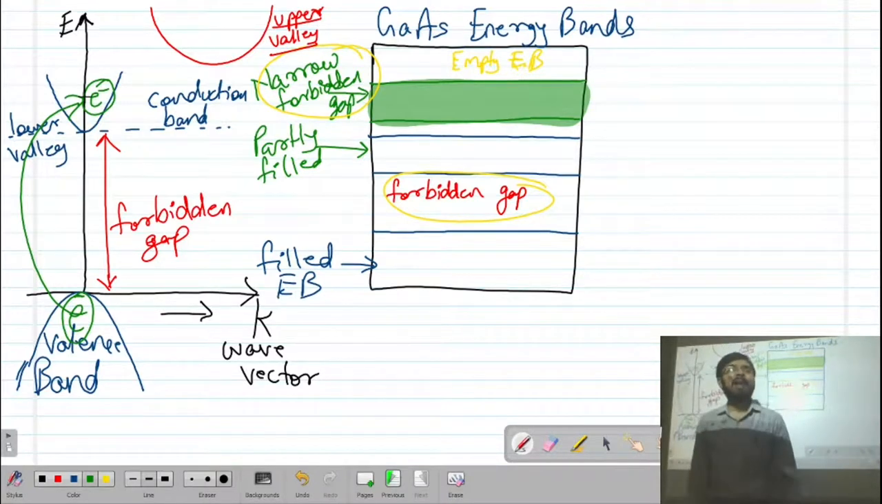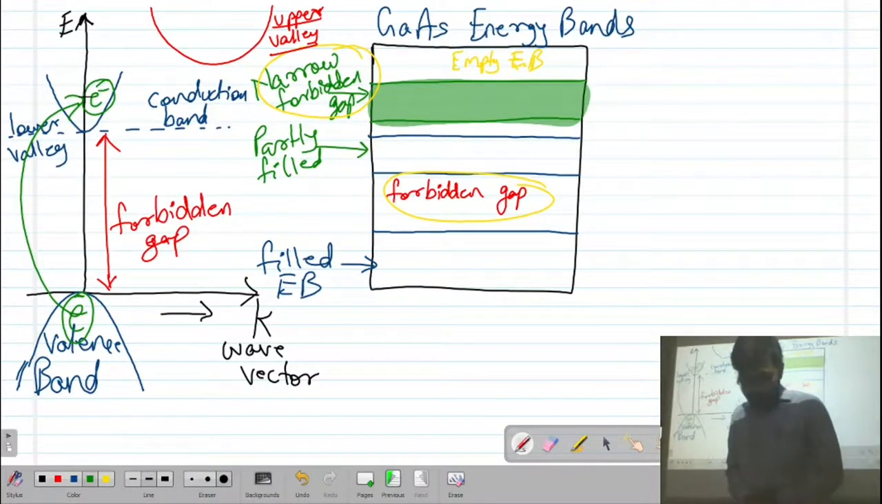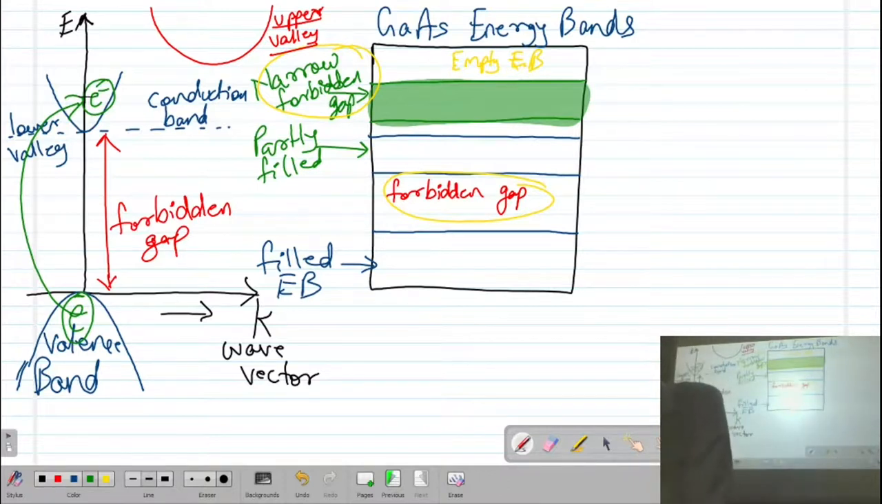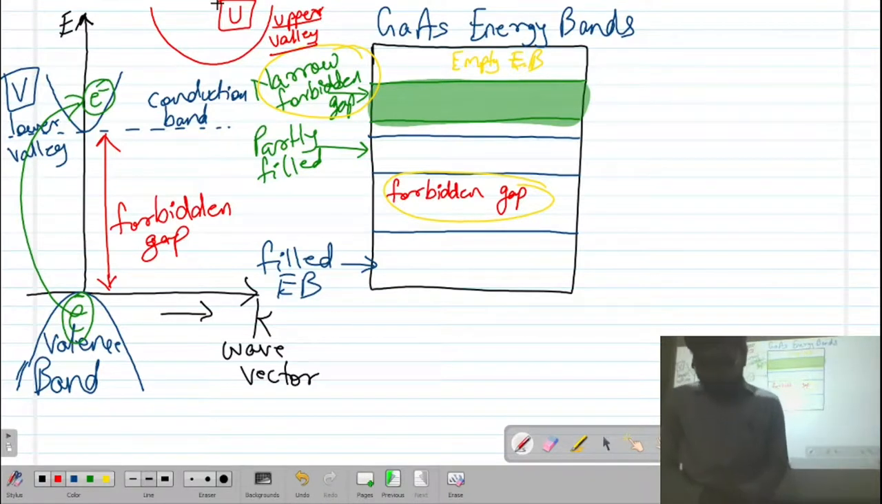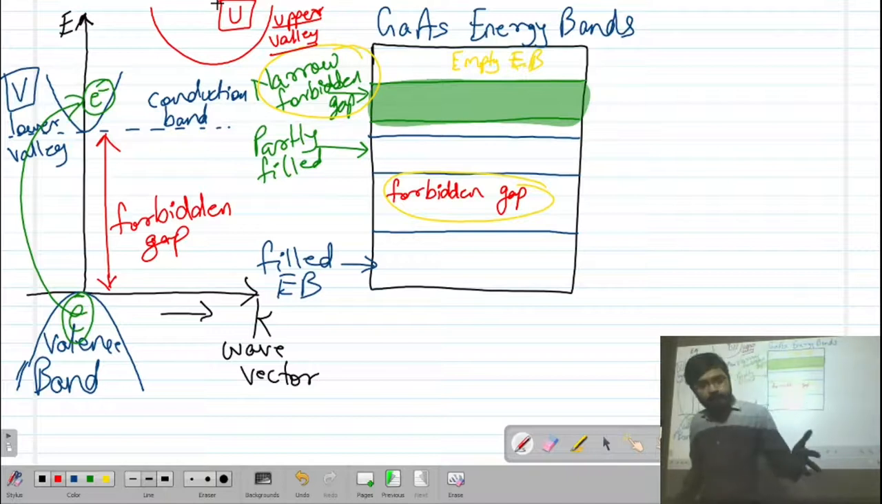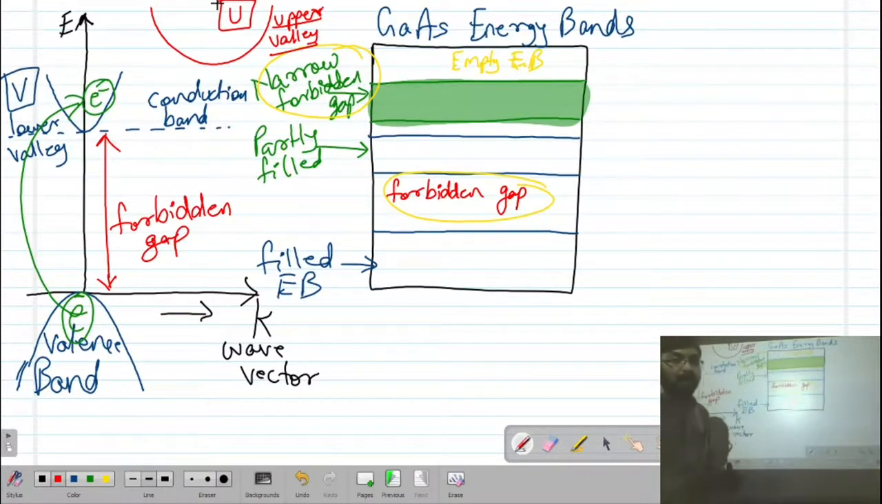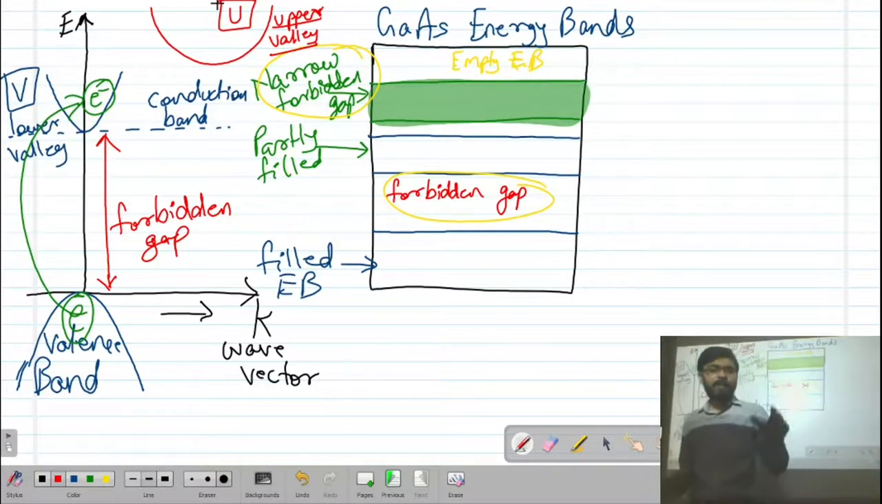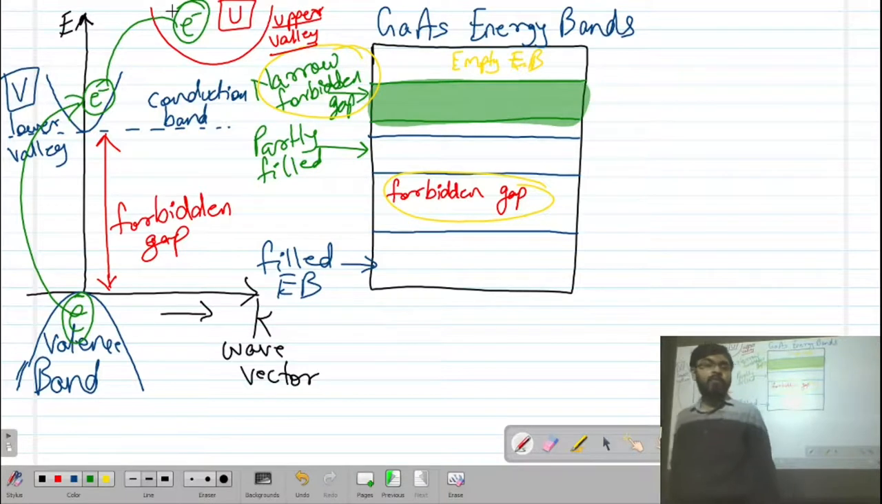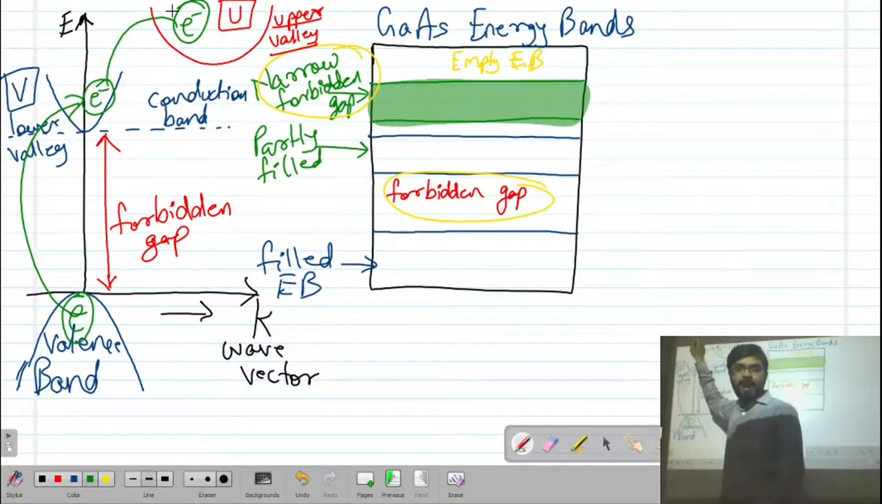As we increase the amount of applied field, the electron gains energy from it and moves upwards in the U valley, that is the upper valley. This is the U valley and this is the V valley. When you increase the field beyond a certain value, which depends upon the type of material, the electron will try to move from here to here. So it will move within the conduction band from the V valley to the U valley.